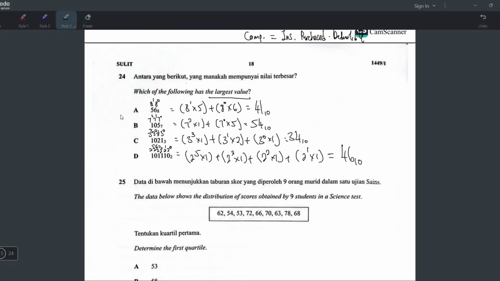Okay, I think the largest value is B boy lah. Yeah, because they are already in the same base, and it's easy to know which one is largest. 54 is the largest value here.